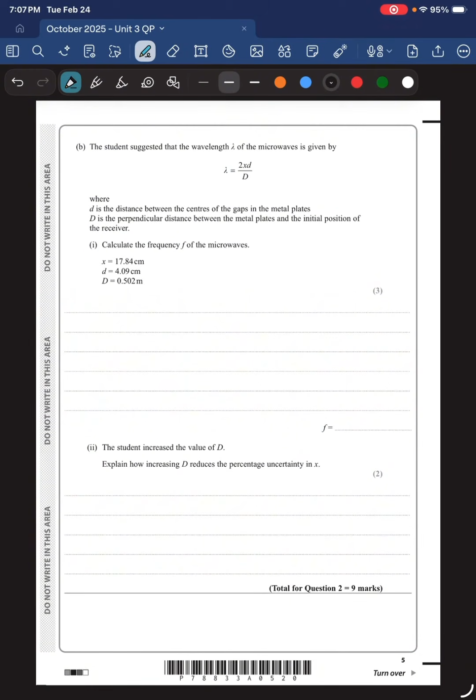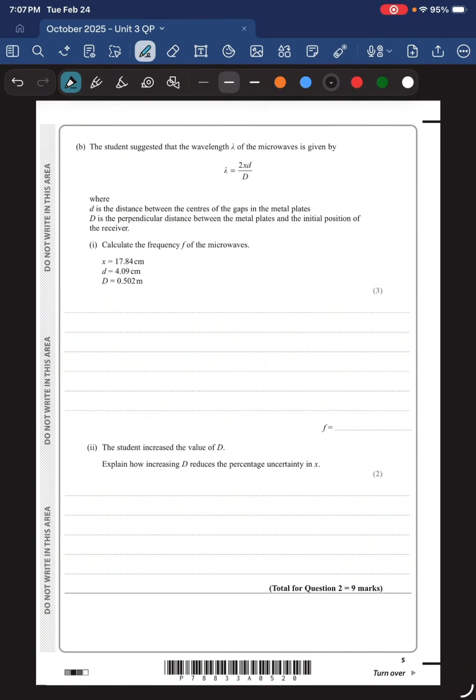The students suggested that the wavelength lambda of the microwaves is given by that expression over there: lambda equal to 2 times x times lowercase d over uppercase D. Where d is the distance between the centers of the gaps in the metal plates, and D is the perpendicular distance between the metal plates and the initial position of the receiver. Calculate the frequency of the microwaves.